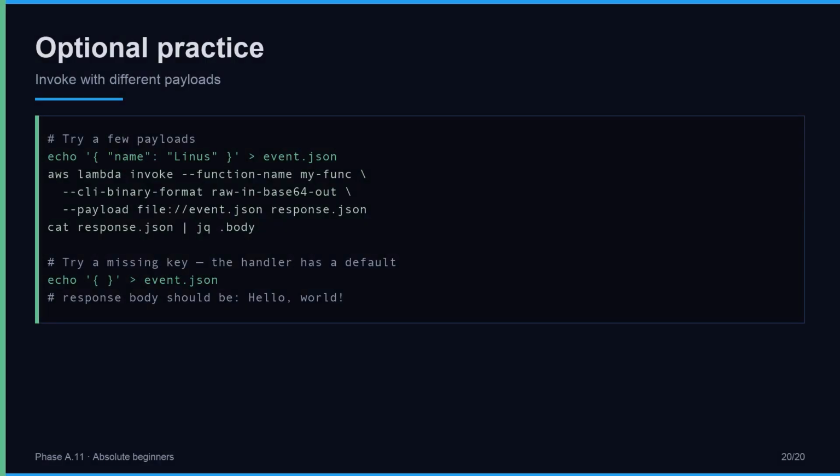If you want a quick practice, run the invoke cycle with several different payloads. Send name Linus and see the body come back with Linus. Send an empty object, curly braces with nothing inside, and confirm the handler falls back to its default world. Watching the response change with the payload makes the model click. The function is a question answering machine, and you now speak its language.